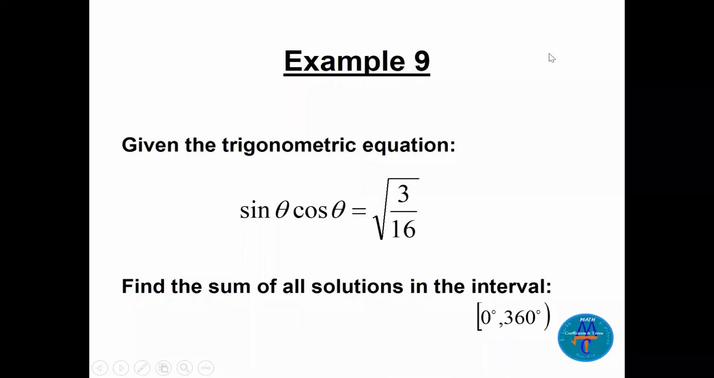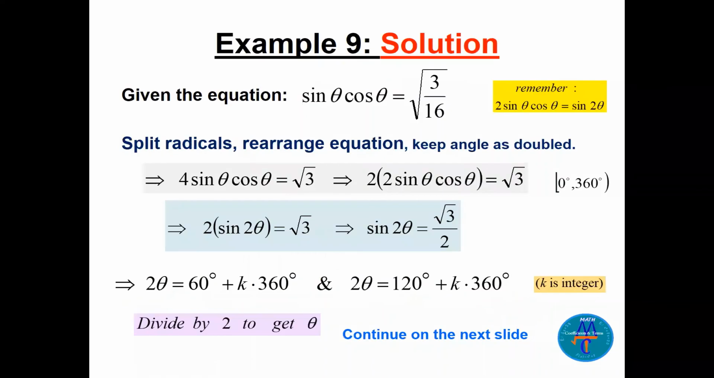Now let's look at example 9. Given the trigonometric equation, sine theta cosine theta is equal to square root of 3 over 16. Find the sum of all solutions in the interval 0 to 360. So we have to get all the angles in degrees here. Let's start. Look at the equation.